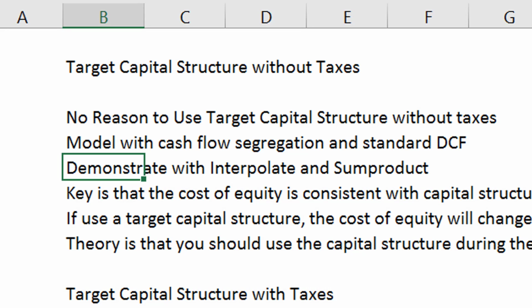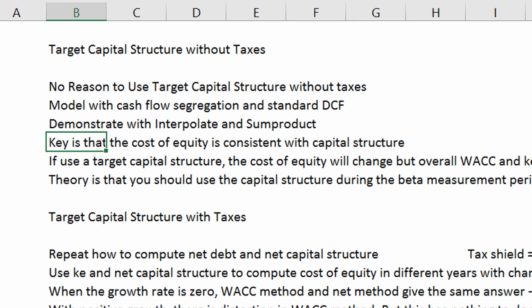Now, to do this, I'm going to demonstrate how to use this interpolate function, because we're going to gradually switch from an actual, a current capital structure, to a target capital structure. And the key is if the cost of equity is consistent with the capital structure, the whole thing doesn't make any difference. And you can use the WACC or the net of tax method. If there are no taxes, it doesn't make any difference. Everything is fine. So the reason is, if you start getting confused by this, don't.